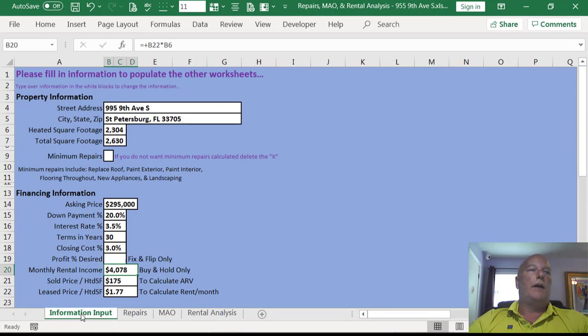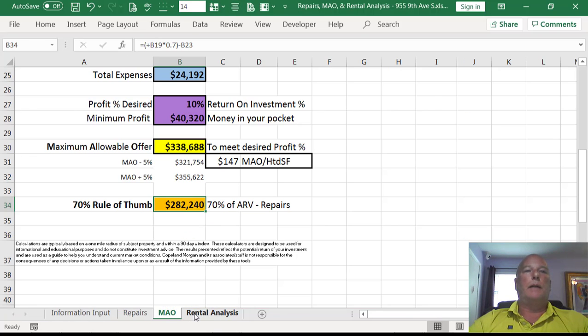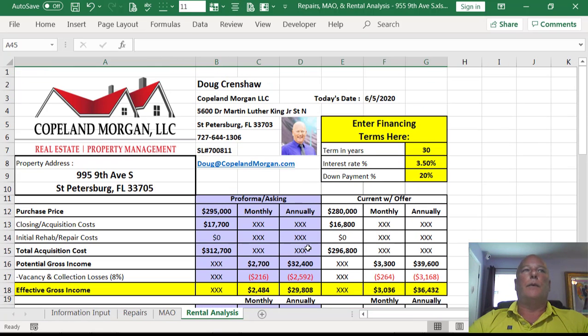If you want to play with it yourself, then just take one of these, and whether you change the address and square footage or any of this information, you decide you want to do a fix and flip, then you want to do 10% profit, you can put that in. Closing costs, if you want to put in 6%, you can do that. It's up to you, however you want to use this, but it automatically populates into all these forms. So you have that to run by.